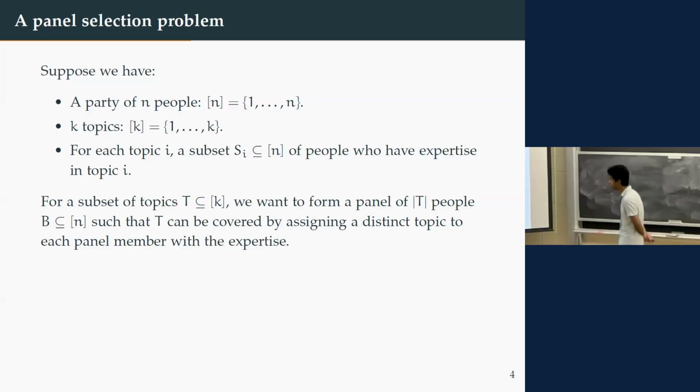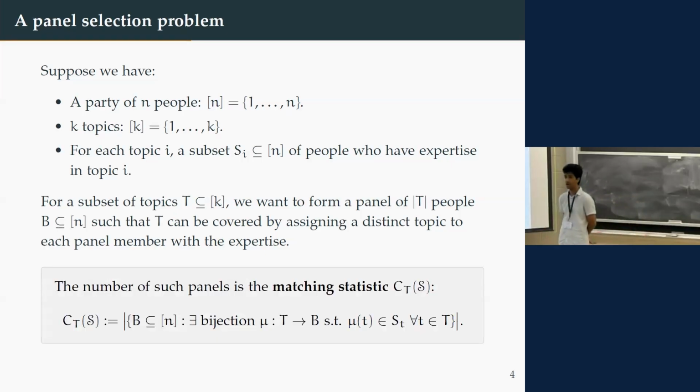Now, with this, for each given T, what we can do is we can count the number of such panels that we can form. And we call that number the matching statistic. One thing to note here is that for subset T, there could be multiple ways that we can form the same panel. However, we are not counting the number of ways, we are counting the number of panels that we can form, right? So multiplicity free thing.